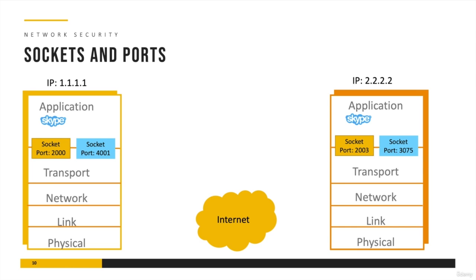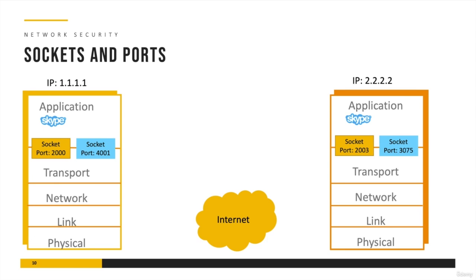Now what's a port? You can consider a port as kind of a door, and every application running on a system needs its own particular unique port. Two applications cannot share a single port. So for every application running on a system, you'll have a separate port.